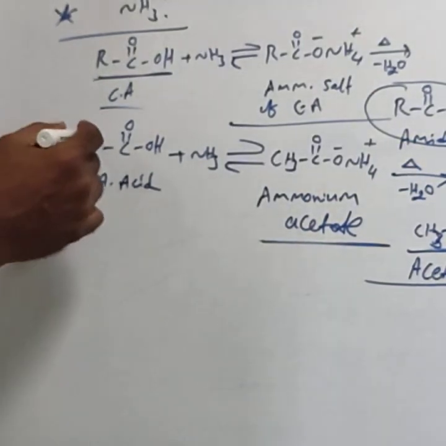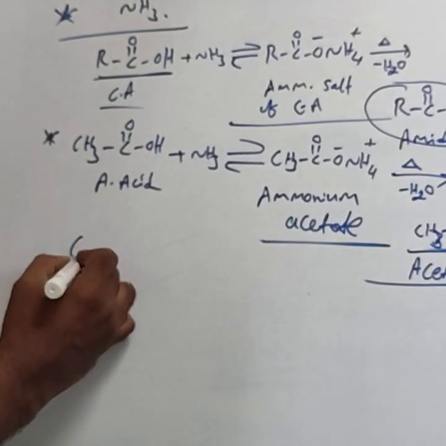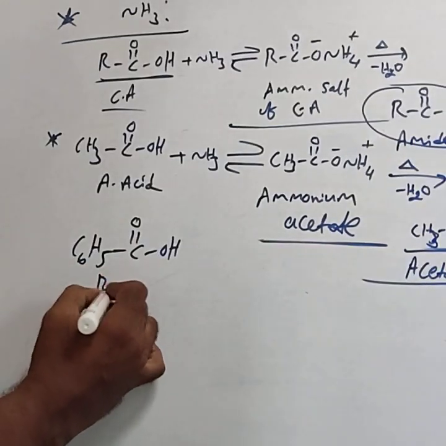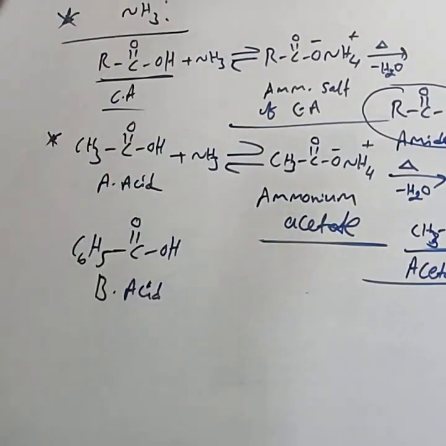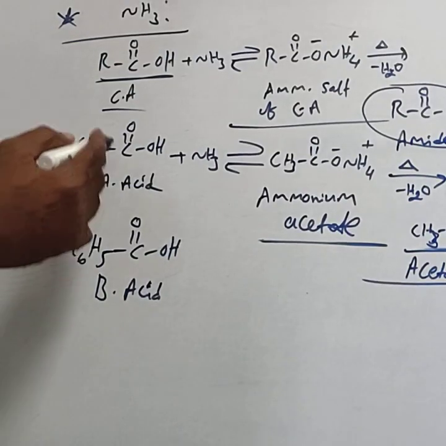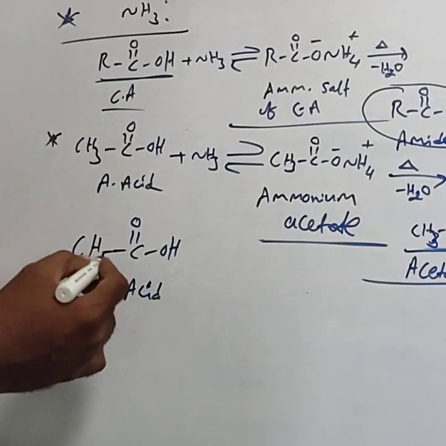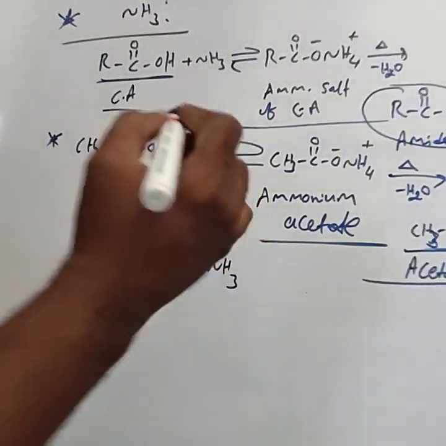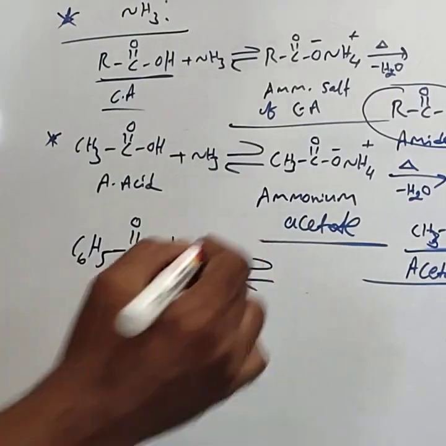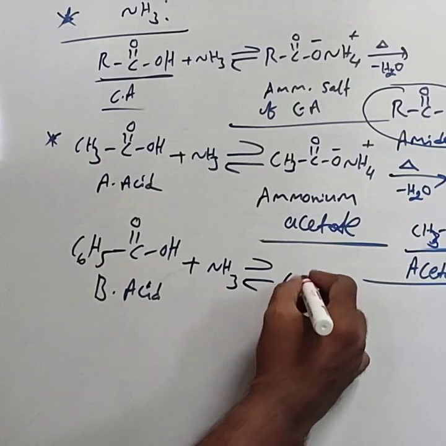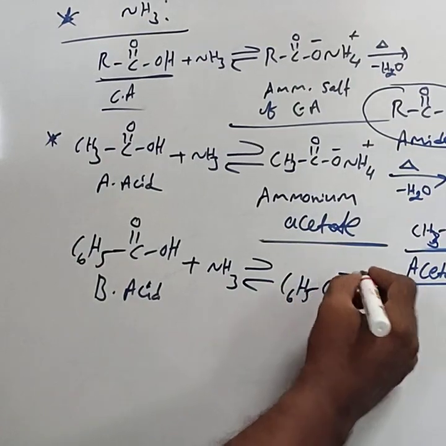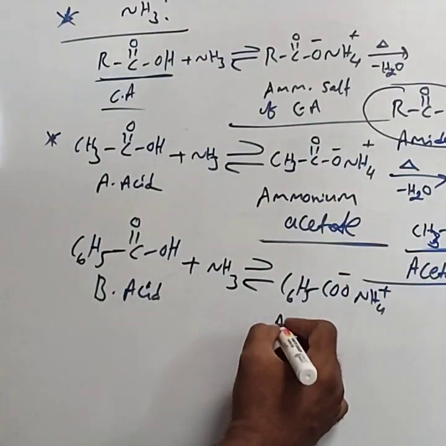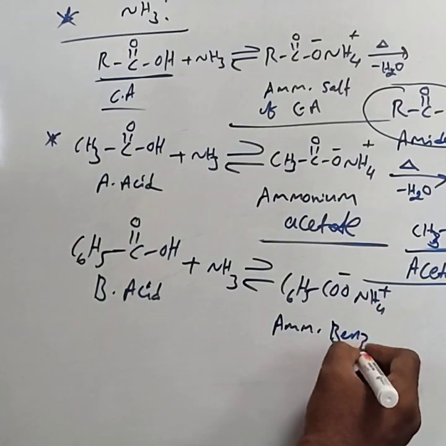Similarly, consider R as C6H5. R as C6H5 means C6H5COOH. It is called benzoic acid. R as CH3 means acetic acid; R replaced by C6H5 means benzoic acid. When benzoic acid reacts with ammonia, what is the product formed? The product formula is C6H5COO minus NH4 plus. The name of this intermediate is ammonium benzoate.